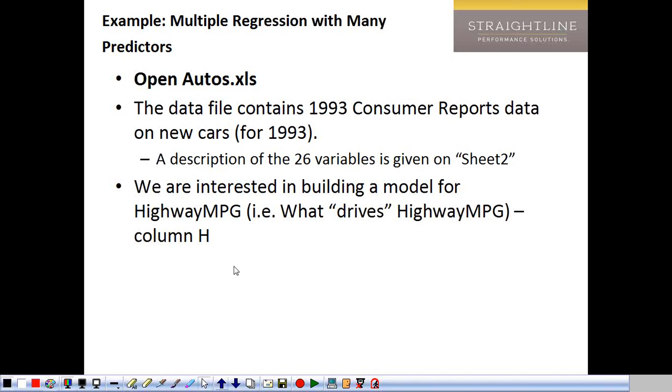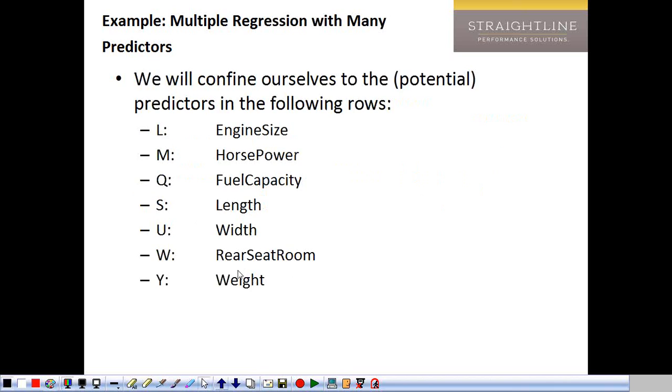Okay, so let's go to it. So we're going to confine ourselves to the following predictors. When we open up the file, we'll see that there's many, many, many more things that we could use, but we're going to use engine size, horsepower, fuel capacity, length, width, rear seat room, and weight. So we're going to do that.